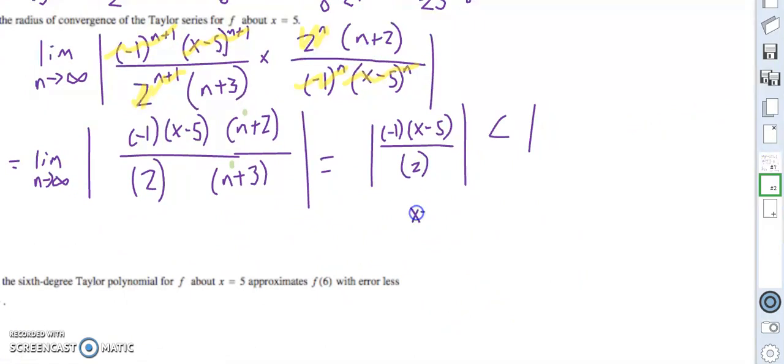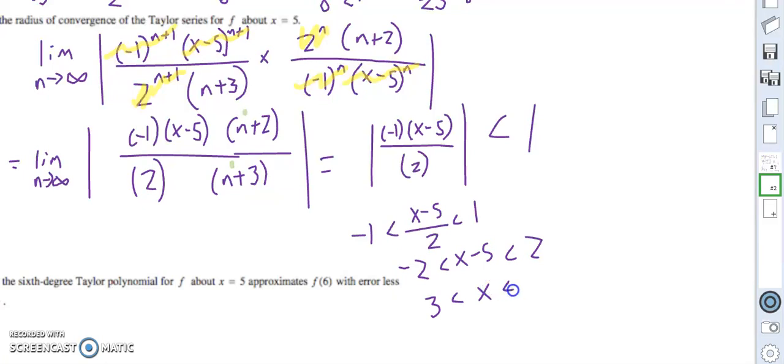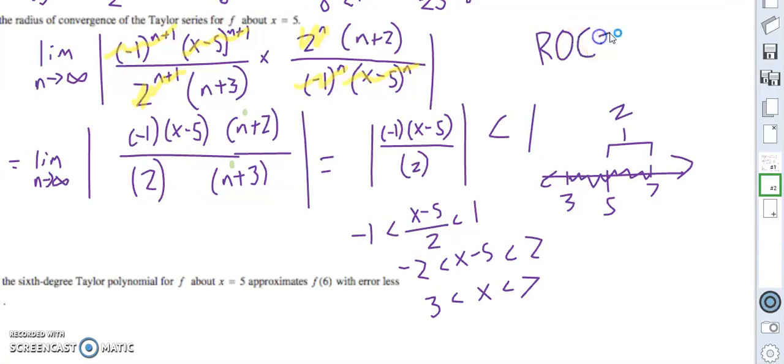I'm going to need x minus 5 over 2 to be somewhere between negative 1 and 1, which means between negative 2 and 2 has to be x minus 5, which means that 3 is less than x is less than 7. I really didn't need to go this far, but now I can for sure see my radius of convergence. On my number line, not that I need to write a number line, but just so that I can see, 5 is where I'm centered, and I go up to 7 and 3. In this interval, I converge. This is an interval with a radius of 2. My radius of convergence equals 2.